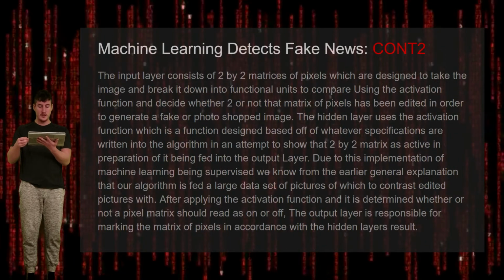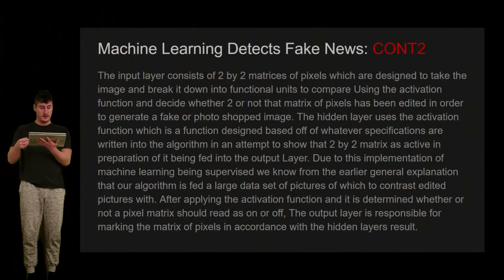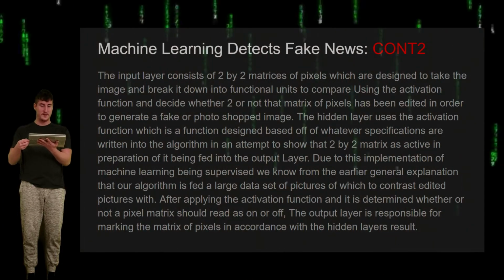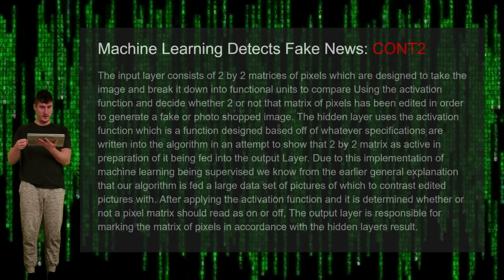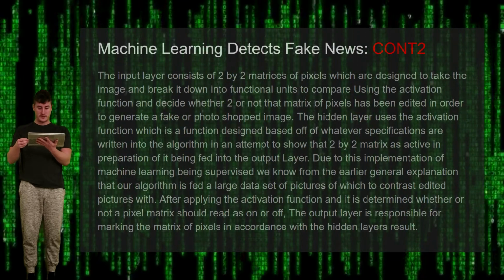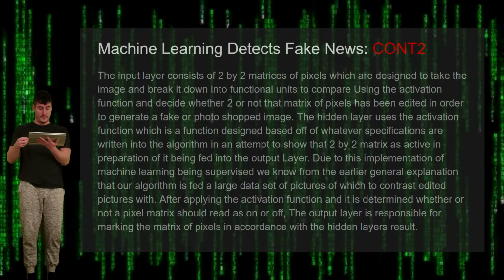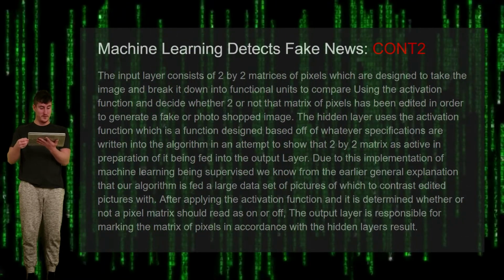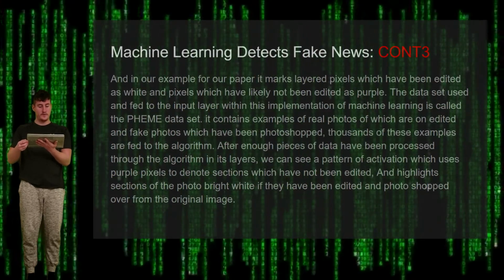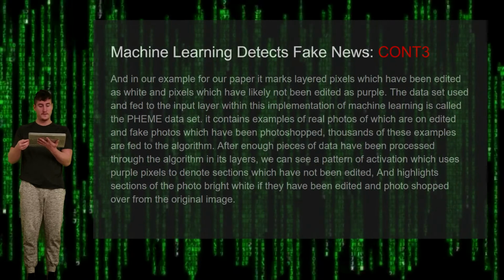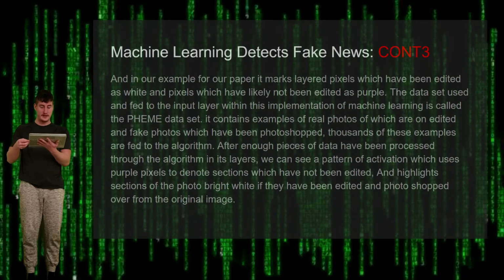output layer. Due to this implementation of machine learning being supervised, we know from the earlier general explanation that our algorithm is fed a large data set of pictures with which to contrast edited pictures and altered pictures. After applying the activation function, and it is determined whether or not a pixel matrix should read as on or off, the output layer is responsible for marking the matrix of pixels in accordance with the hidden layer's result. And in our example for this project, it marks layered pixels which have been edited as white and pixels which have likely not been edited as purple.